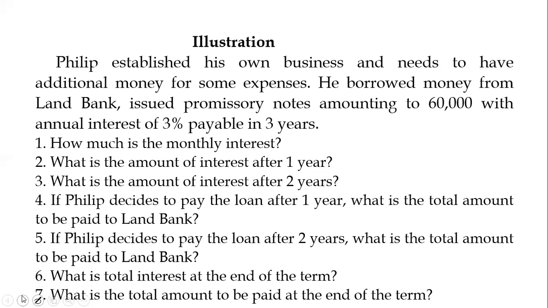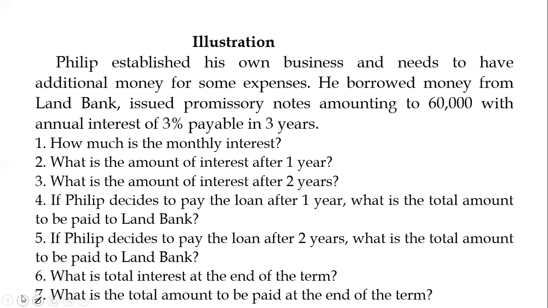Kasi sa number 3 question, sa next question pa pala. What is the amount of interest after 2 years? Marahil alamin din natin. Baka sakaling after 2 years, sabihin ni Philip, bayaran ko na yung mga pagkakautang ko. Hindi ko na paabutin yung 3 years contract. That's why in number 4, if Philip decides to pay the loan after 1 year, no? So after 1 year, sabi ni Philip, ayoko nang may pagkakautang, gusto ko nang bayaran itong 60,000.